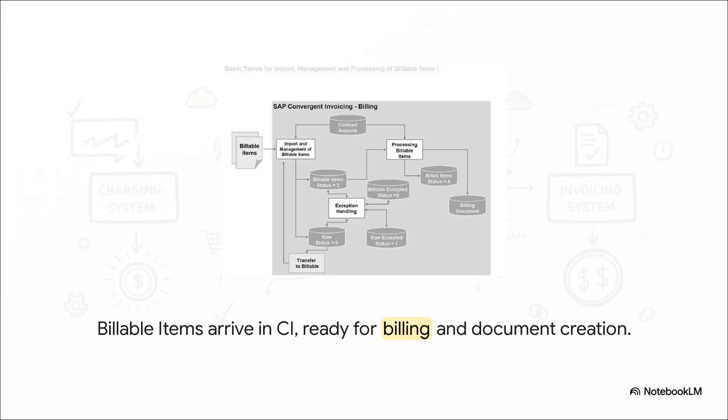And this little flowchart shows us the final destination. Once our billable items have made the trip and arrived safely in Convergent Invoicing, they enter the last stage of their journey. This is where they get processed, grouped together for billing, checked for any errors, and finally transformed into the billing documents that end up as the customer's invoice.